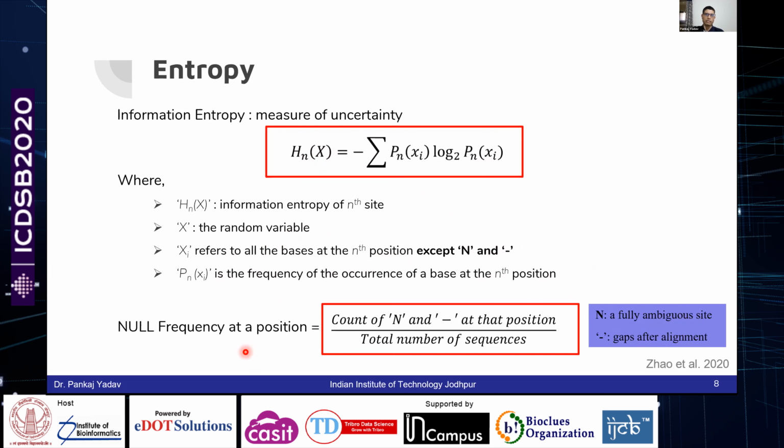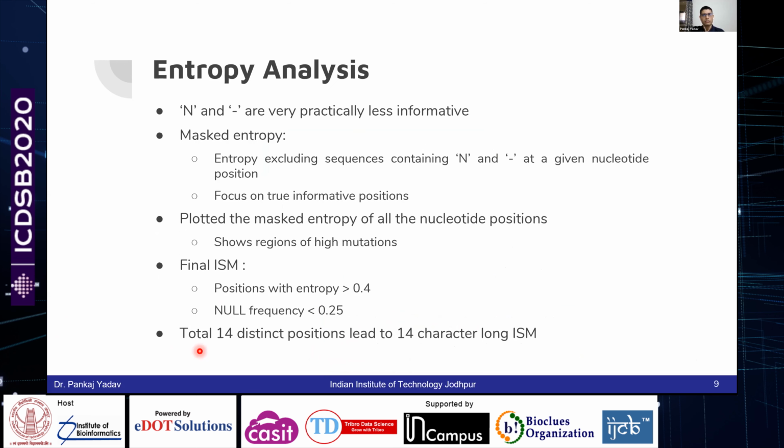Another definition that is relevant from the entropy point of view is null frequency at a position, which is counted as the number of ambiguous sites and missing gaps after alignment divided by the total number of sequences. So these are the two definitions that you have to keep in mind, so that you will be able to follow the next slides.